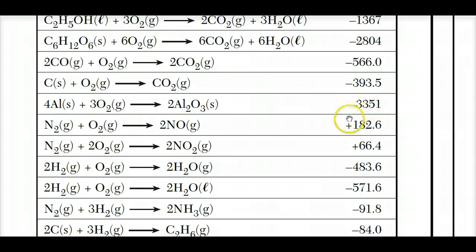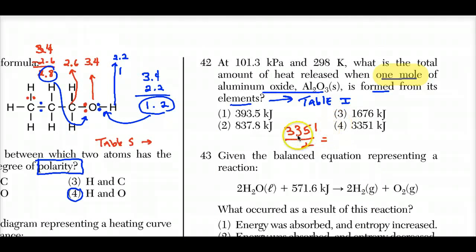But careful, this table is not a great table. Most heats of formation are given per mole. They're giving me the total energy per 2 moles. They want the energy per 1, so we divide this in half. 3351 per 2 moles is the heat in kilojoules. You divide by 2 because there were 2 of them. We want it per 1. When you get that, you get your 1676, and that's choice 3. That's simple.